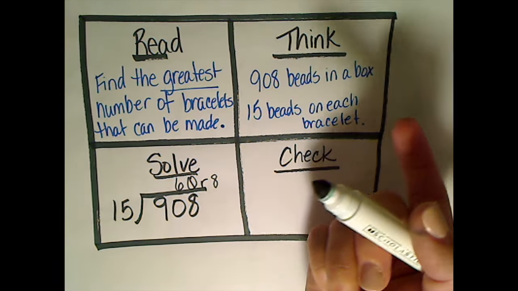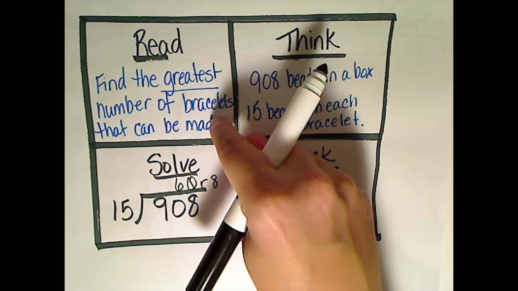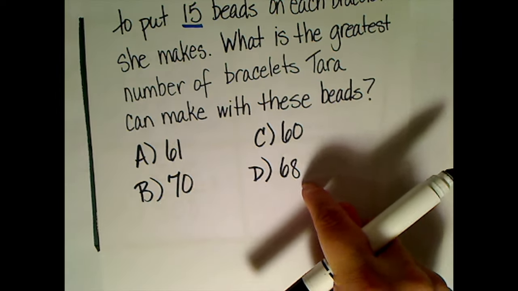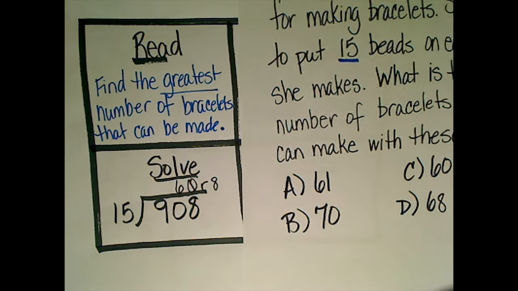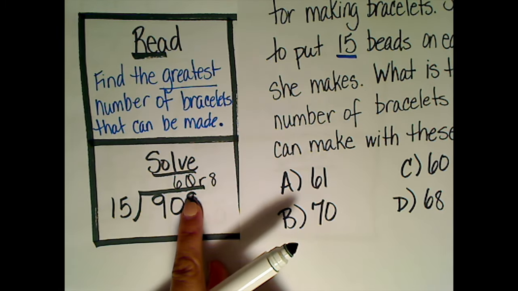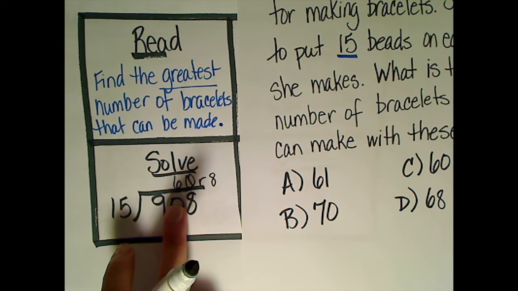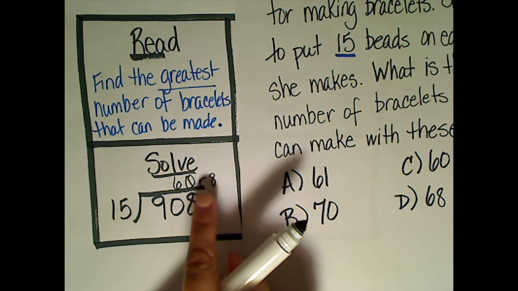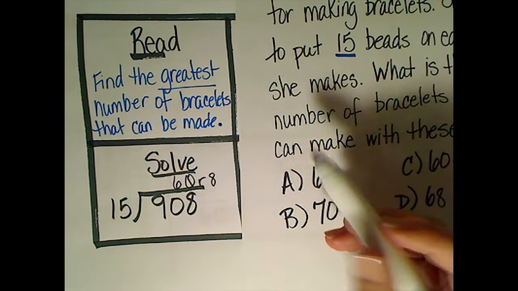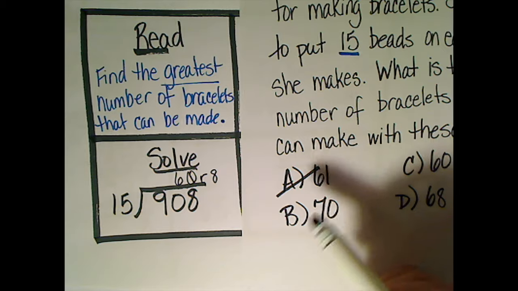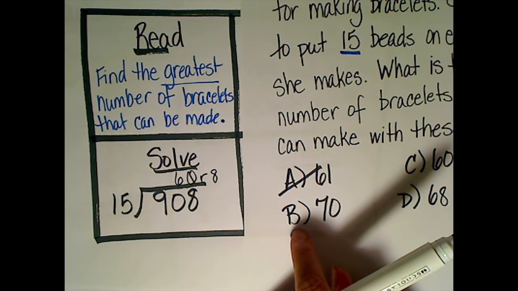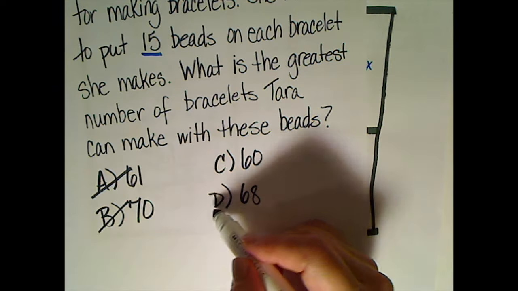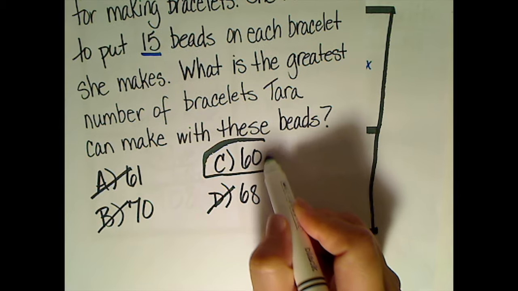But now here's the question. The original question is, find the greatest number of bracelets. Our choices are 61, 70, 60, 68. Well, we have 60 with the remainder of 8. But each bracelet is to have 15 beads on it. So it doesn't take us to 61. So that's out. 70's out because if we don't have 61, there's no way we can make it to 70. That's out. 68, same difference. So our answer is C, 60.